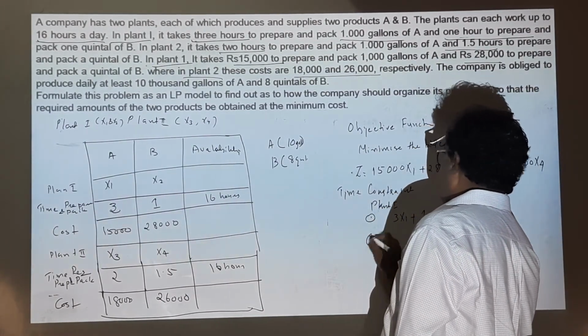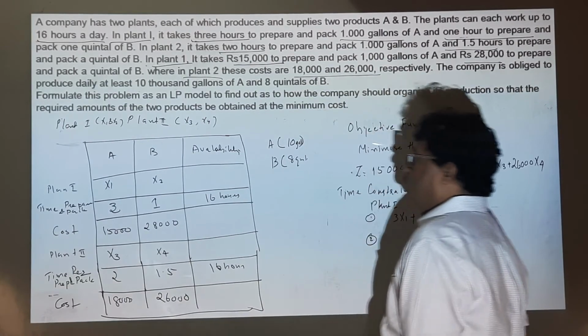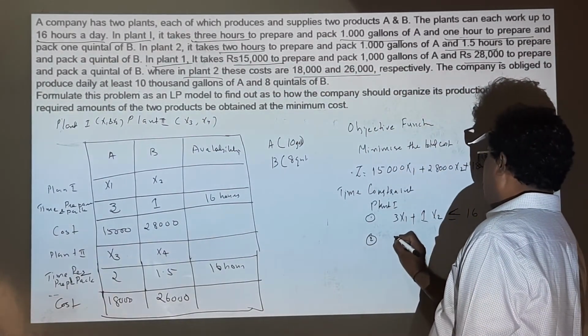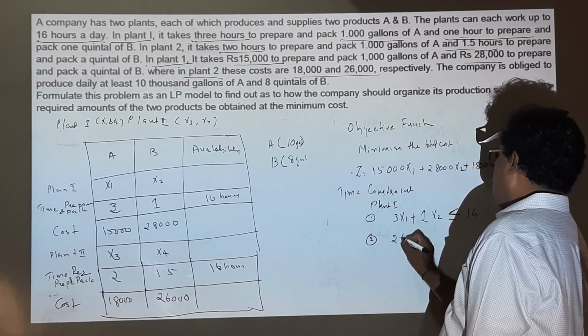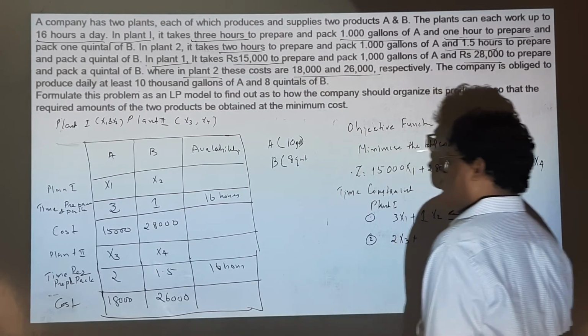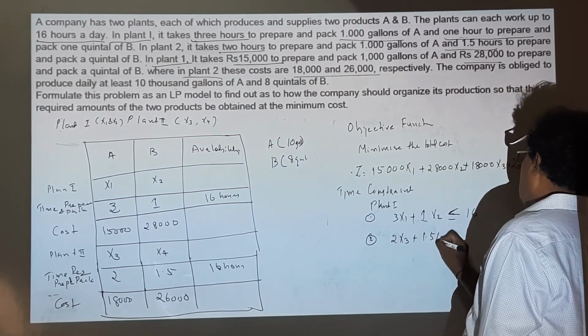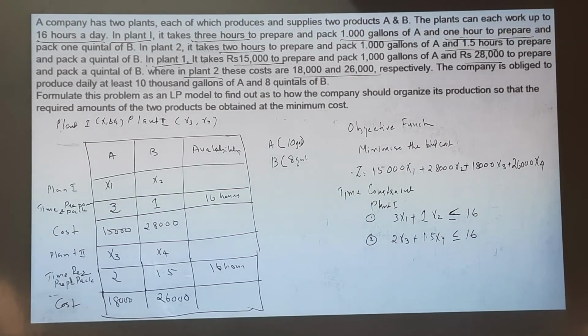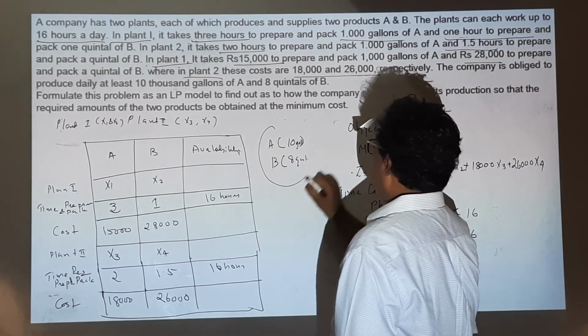And the second one, again you have 2 hours required to manufacture 1 unit of A, so to manufacture X3 units, 2 into X3. And here 1.5 for 1 unit of B, so for X4 units it is 1.5 into X4. The total time is the same, 16 hours.